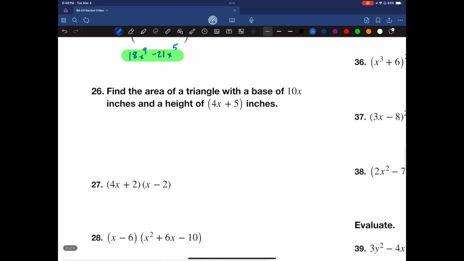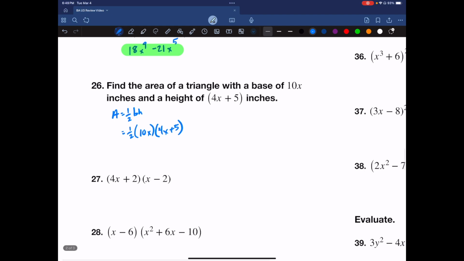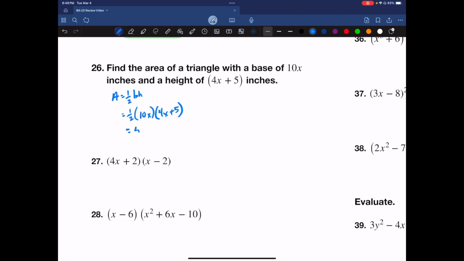On 26, you need to know the area formula of a triangle, which is simply 1/2 base times height. Once you know that, you can plug everything in. It tells you the base is 10x, and the height is 4x plus 5. It's actually pretty easy because what's half of 10? 5. So you can rewrite this as 5x times (4x plus 5), and that becomes really simple after that.